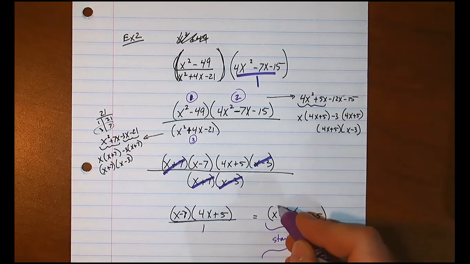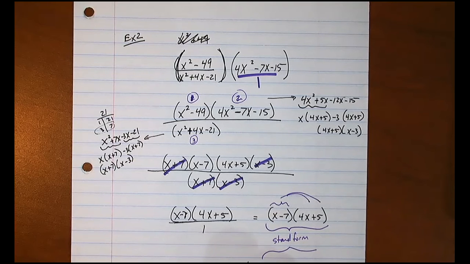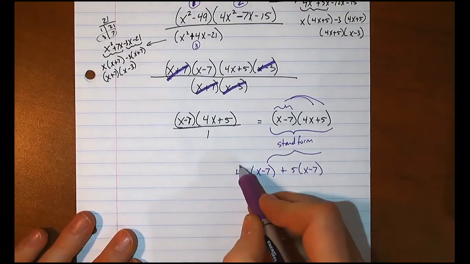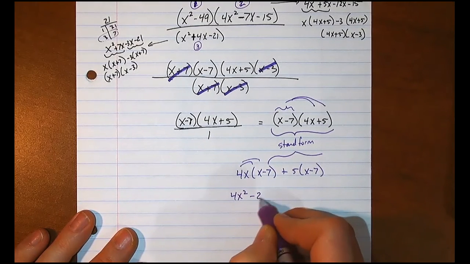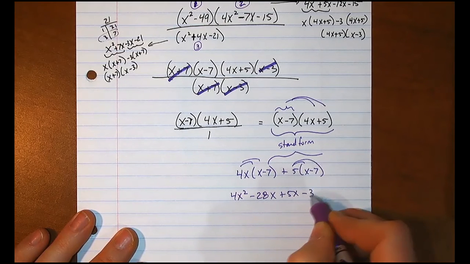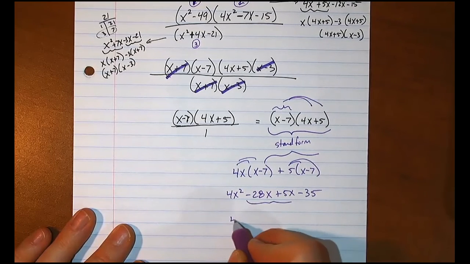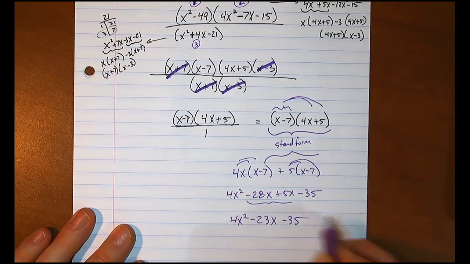which means I'm going to have to distribute and combine like terms. So I'm going to get a 4x times x minus 7 plus a 5 times x minus 7 when I distribute my first parentheses. Then I'll need to distribute again. So 4x squared minus a 28x and 5x minus 35. Combining together my like terms, 4x squared minus 23x minus 35.